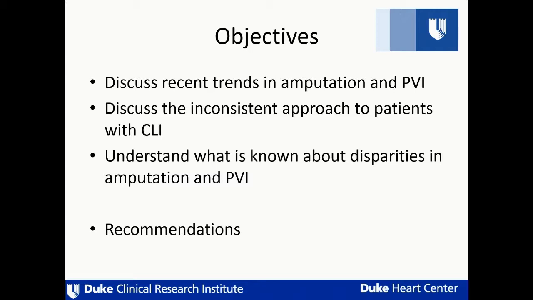So I thought we would talk about some recent trends in amputation and PVI, discuss the inconsistent approach to patients, because that's what I think likely leads to these disparities, and then understand what's known about it, and there hasn't been that much published on it.